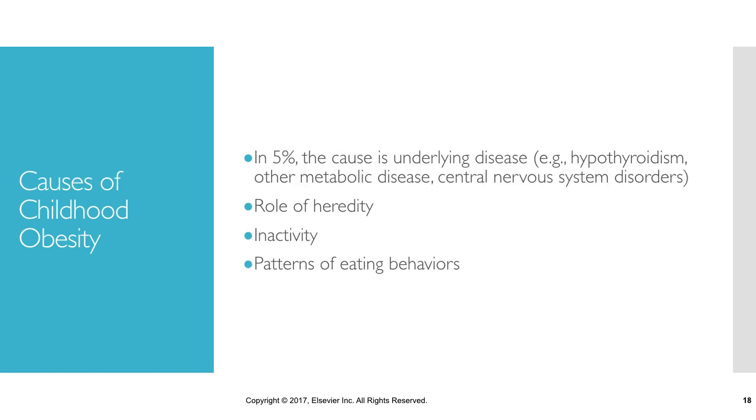In 5% of children, there's an underlying disease like hypothyroidism or other metabolic diseases or a central nervous system disorder. We talked about the role of heredity, inactivity. Our kids are watching TV, on the computer, playing computer games, not getting out there and running and playing like they ought to be. And then patterns of eating behaviors, where they're eating high-fat, high-calorie foods, also have increased the risk of obesity.